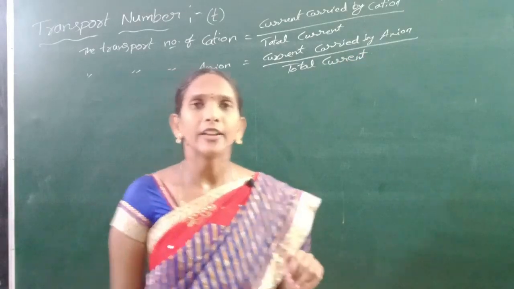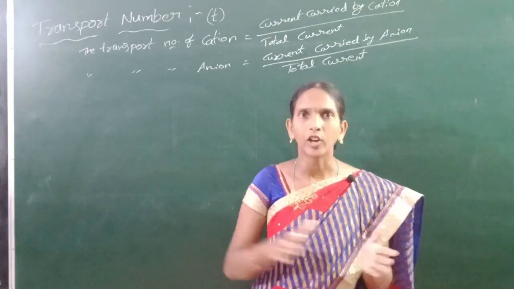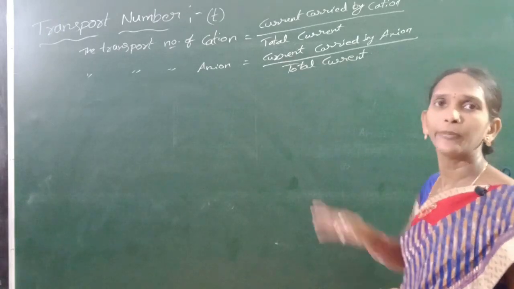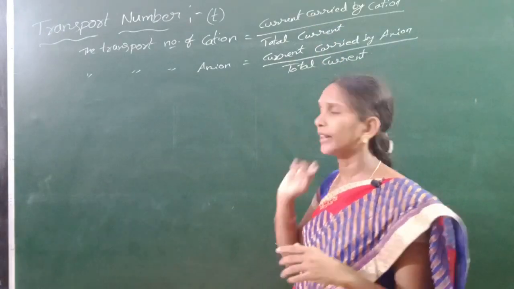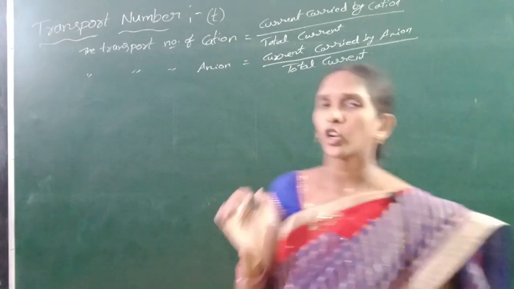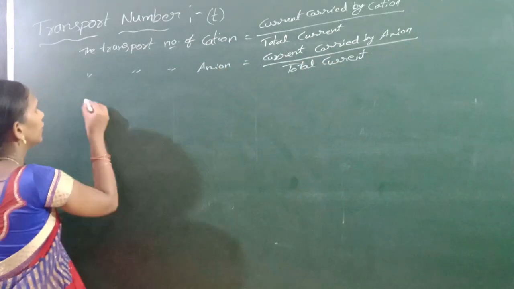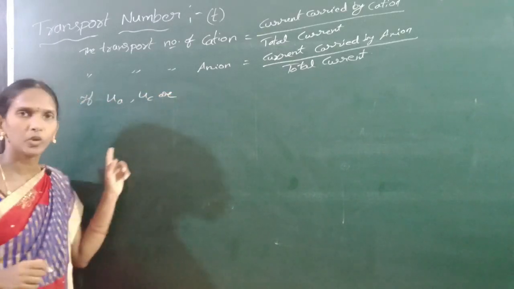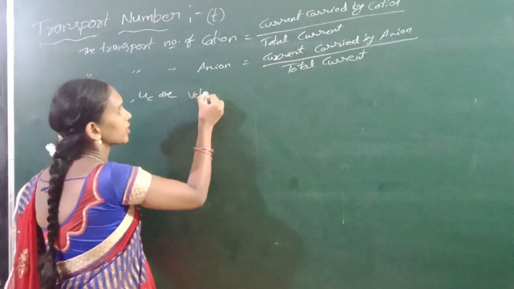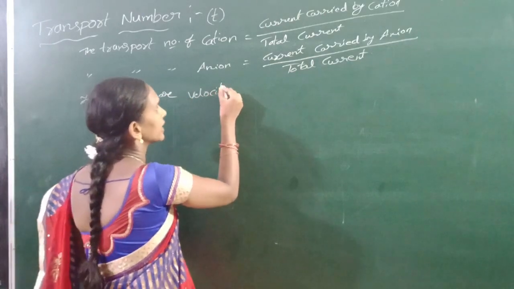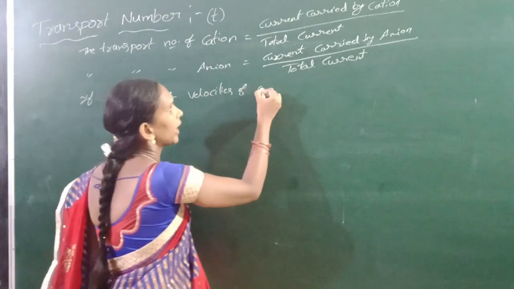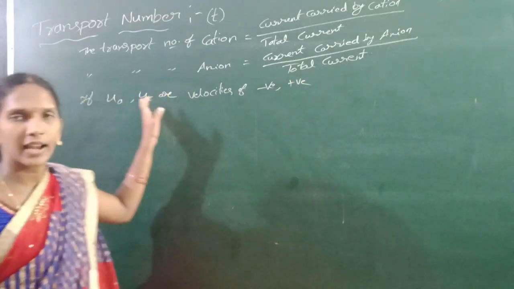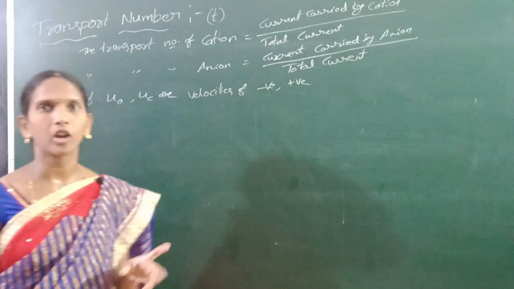First, transport number means the fraction of total current carried by an ion. The transport number of cation is equal to current carried by cation by total current. The transport number of anion is equal to current carried by anion by total current. Next, if UA and UC are the velocities of both anion and cation. Anion means negative and cation means positive.